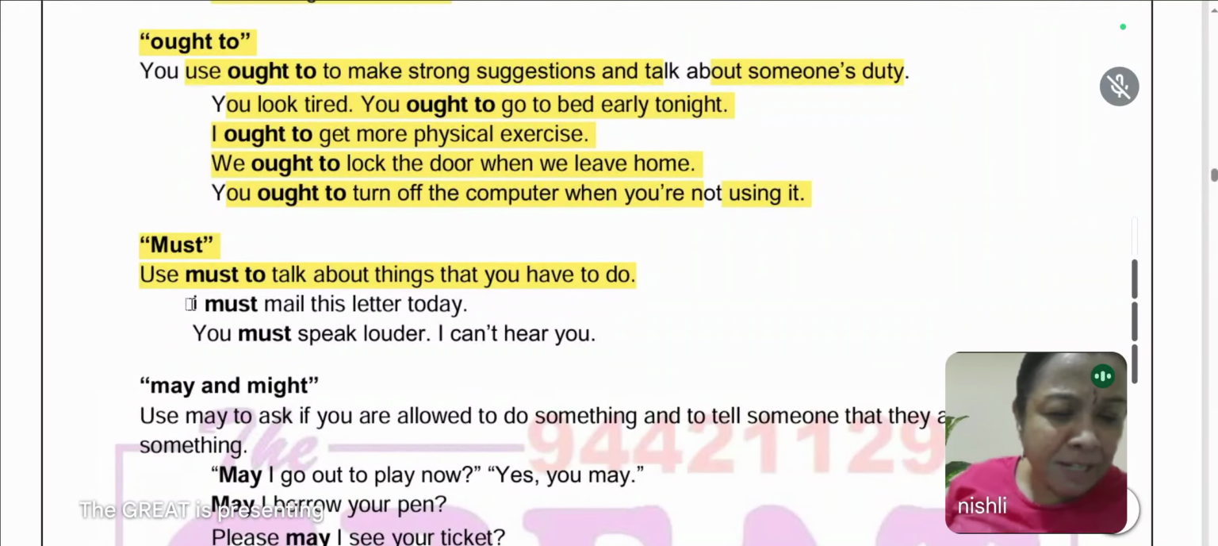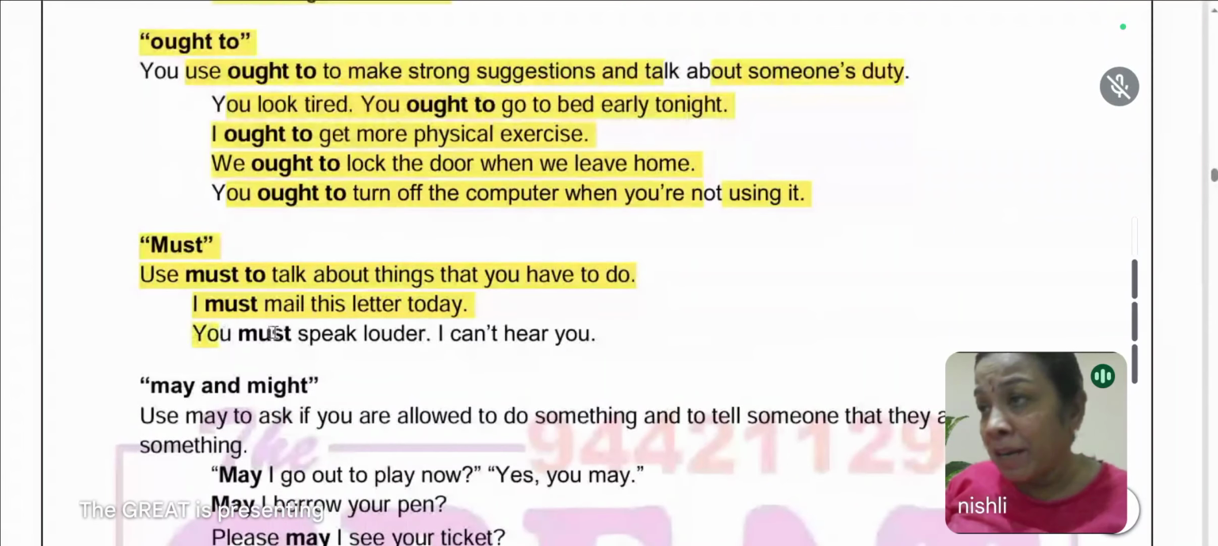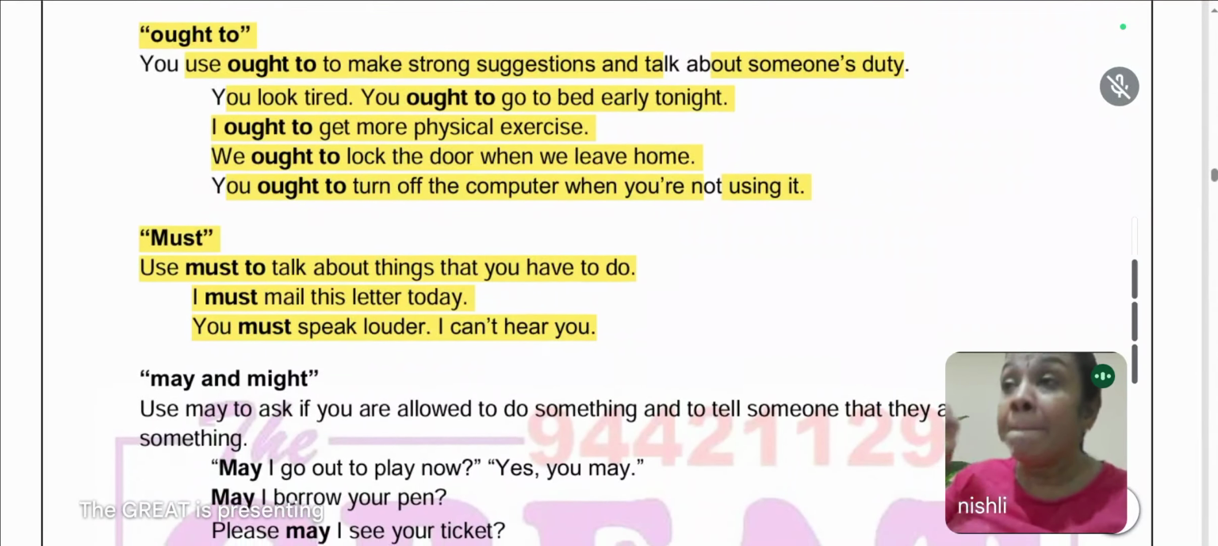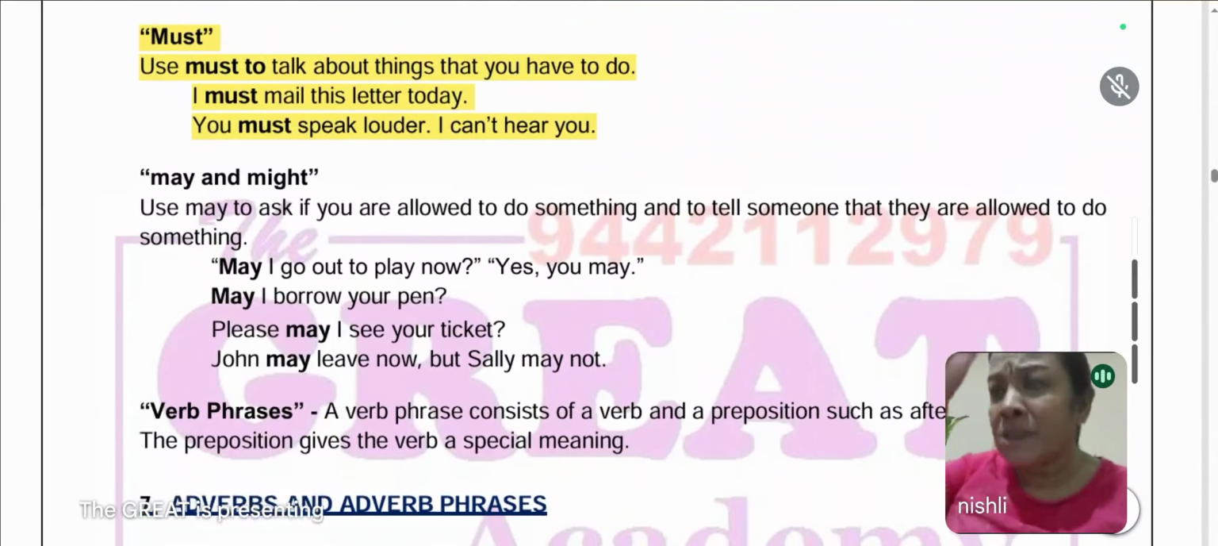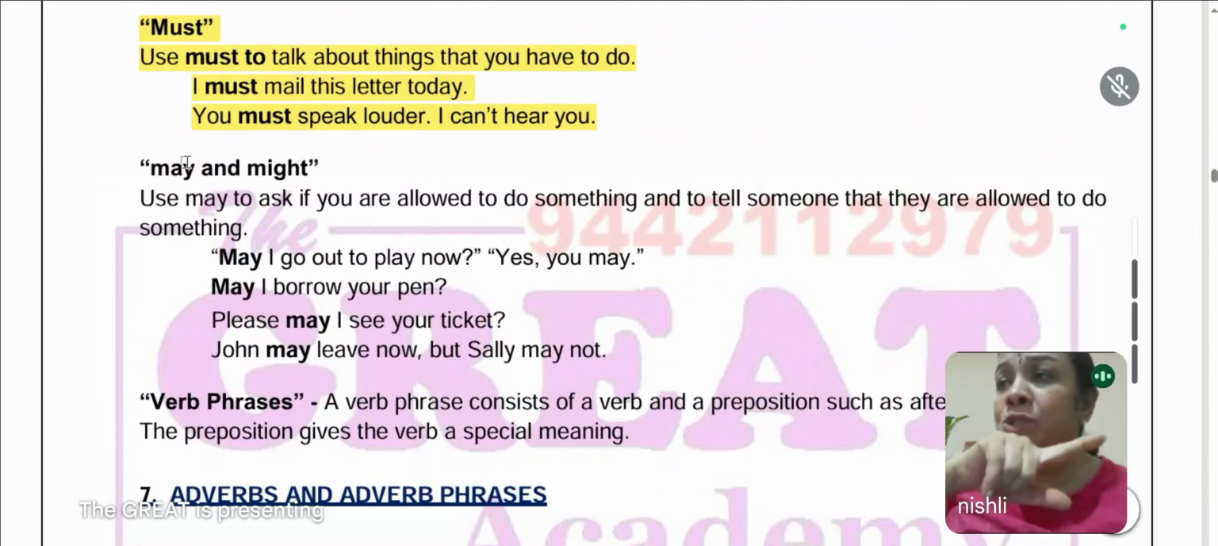I must mail this letter today. Otherwise the letter may go late, you may face some other consequences, or you may lose your job. So you're telling, I must mail this letter today. So no matter whatever extra work I have, I'm going to mail this letter today. Must and should, they point to something which is an obligation, or a command, or a respect which is followed.